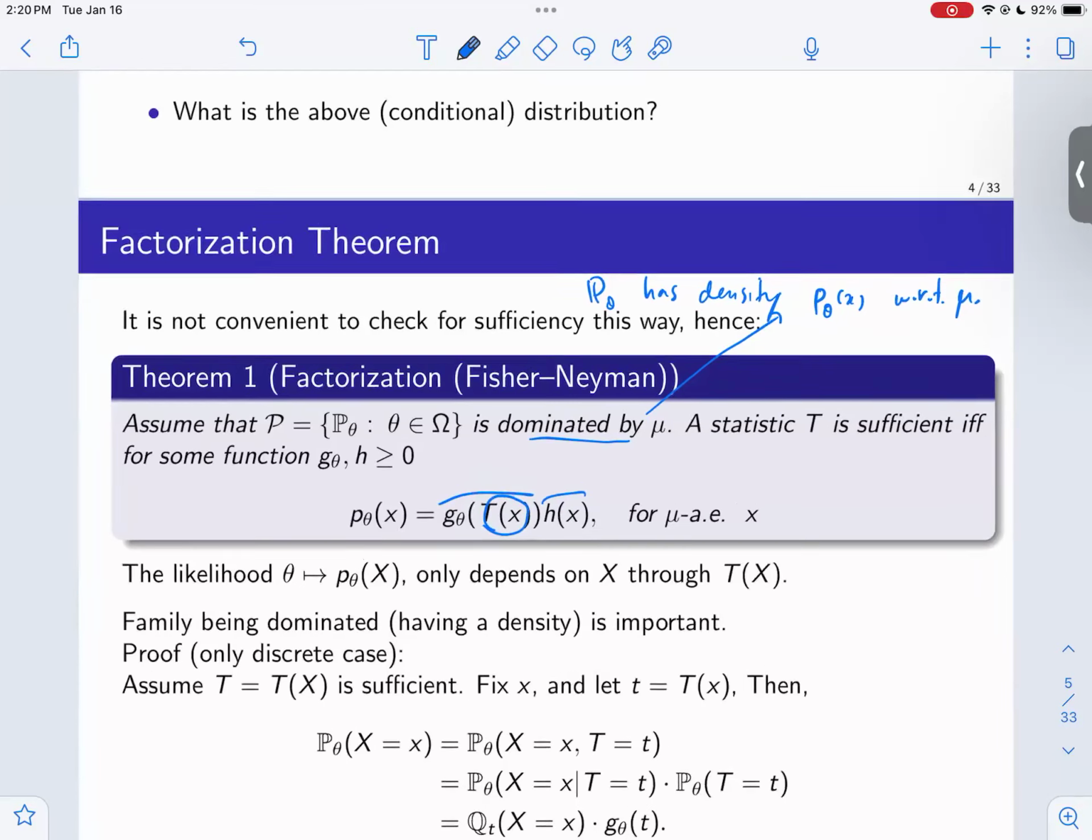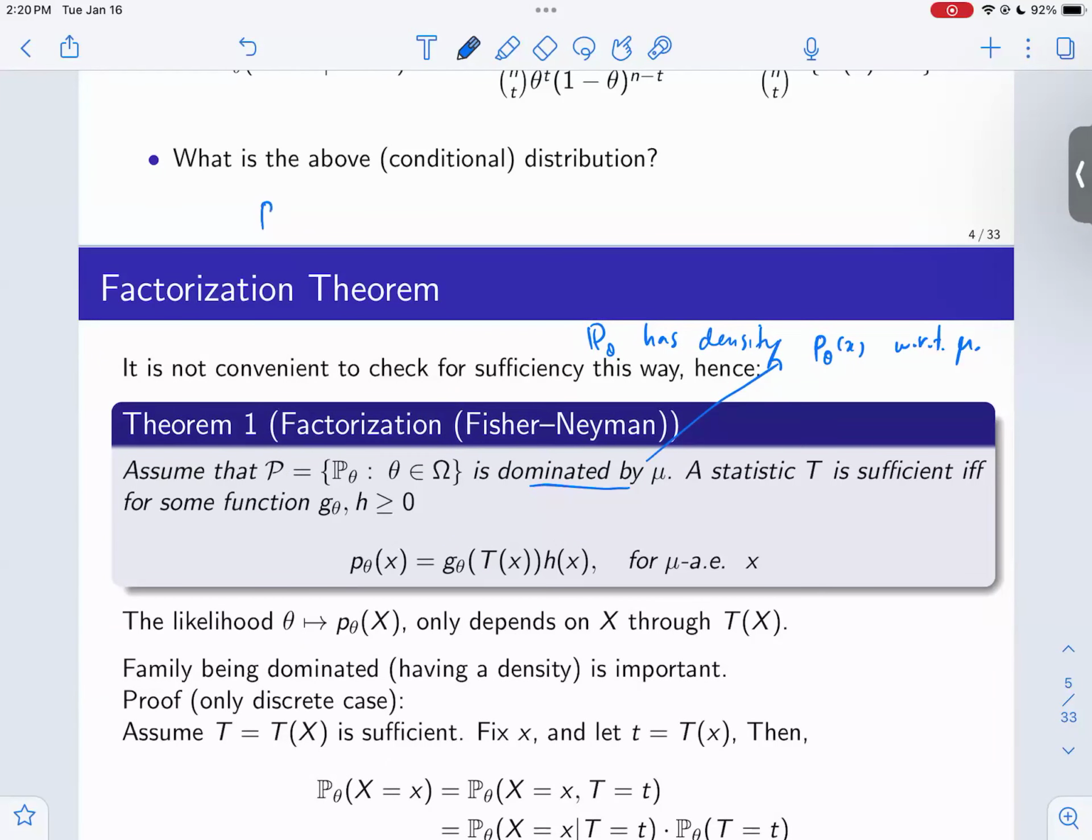If you think about the Bernoulli example that we just did, remember we wrote it like this, theta to the t of x times 1 minus theta to the n minus t of x. You can think of it as really having one component, g theta of t of x. The factor that depends on theta is g of theta, the function theta to the t, 1 minus theta to the n minus t. By this theorem, once you write it like that, it's obvious that t of x should be sufficient. And it goes both ways, if and only if.